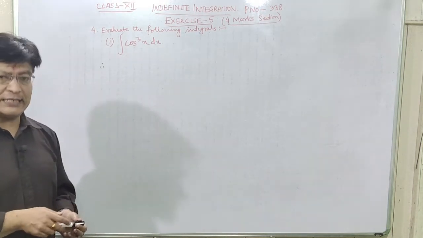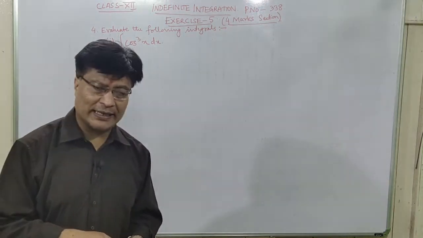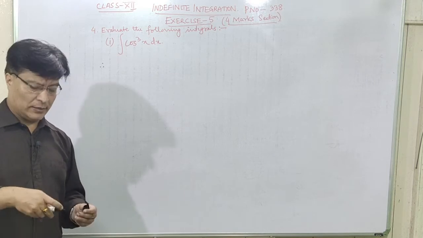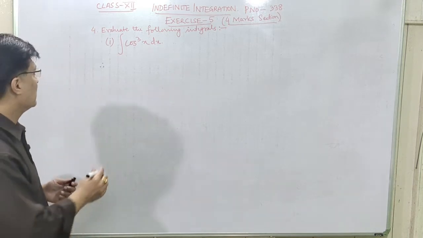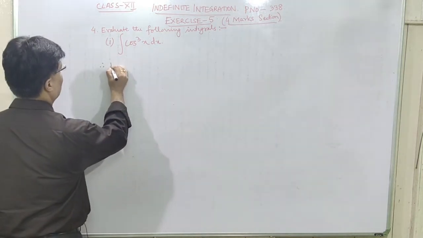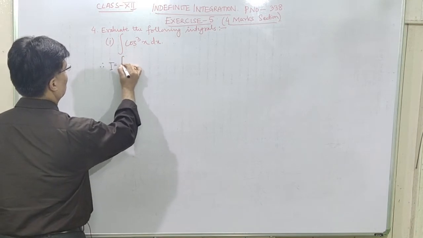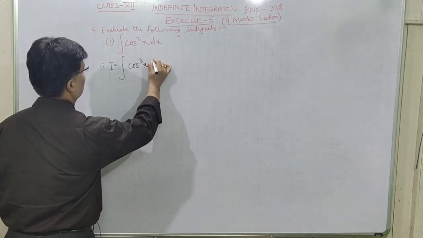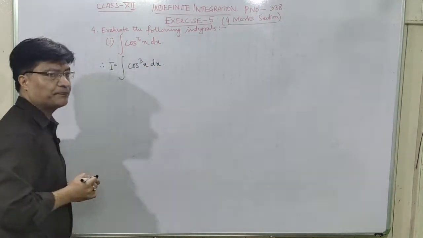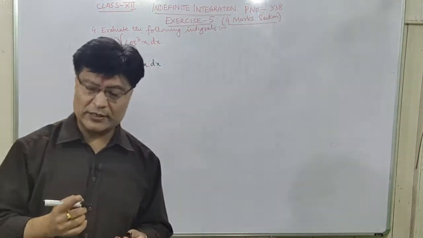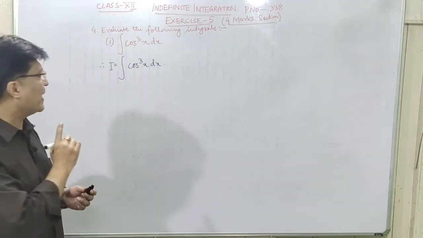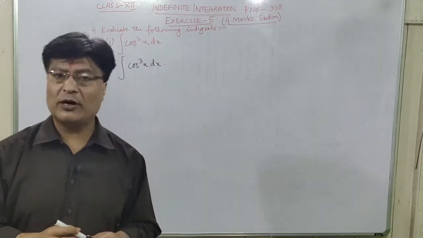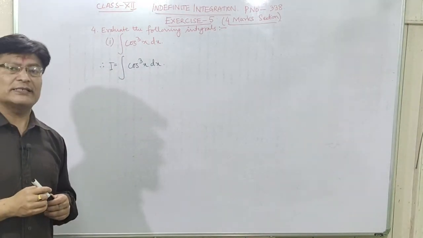So now let's do question number 4. Evaluate the following integrals. Number 1 is integration of cos cube x dx. How will you integrate it? Therefore I is equal to integration of cos cube x dx. First of all you have to simplify it. You cannot integrate it directly because there is no formula for integration of cos cube x dx.